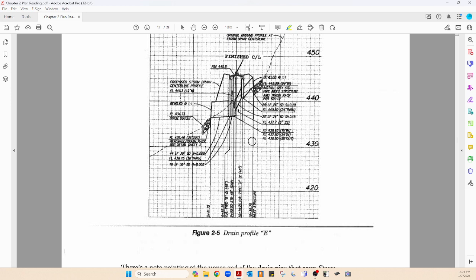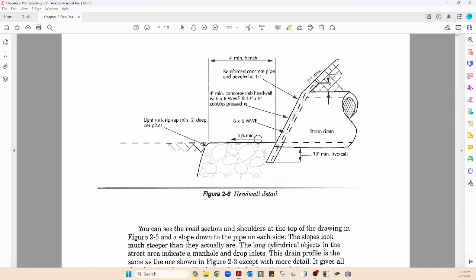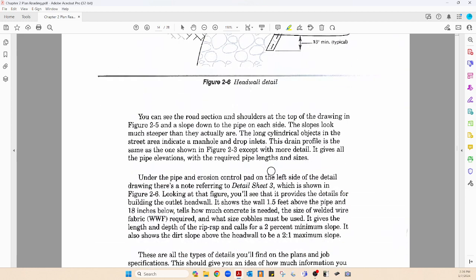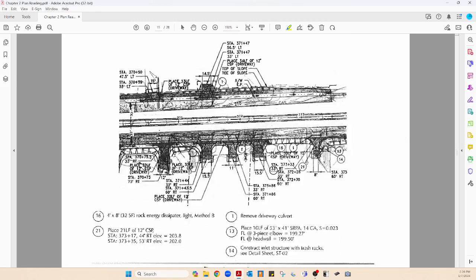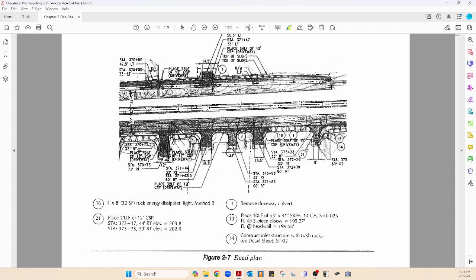On the next page, page 36, this is a detail of a head wall. You can read about that. Please do. I will do it myself. And this is a road plan, what's the figure say? But I think this is a rebuild, it looks like to me. There's something here, and I haven't gone through it. But here are your stations right in here.